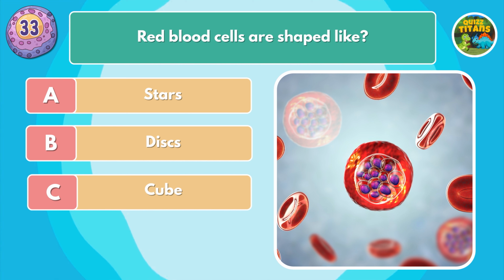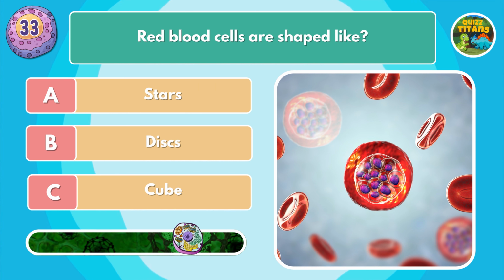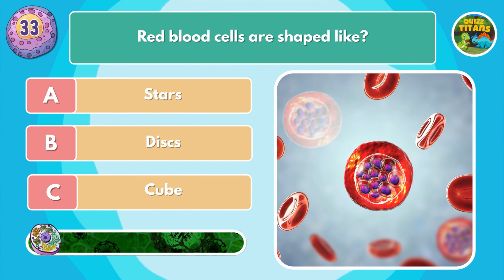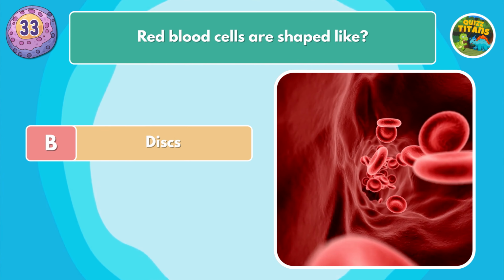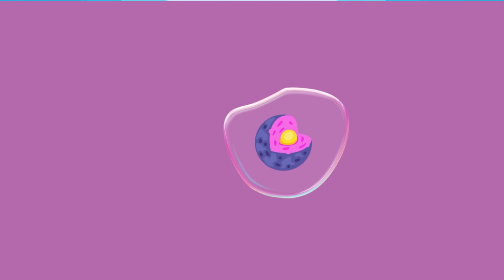Let's talk about the famous red blood cells. But what shape do they really have? And the right answer is discs. Their disc shape gives them more surface area to carry oxygen.